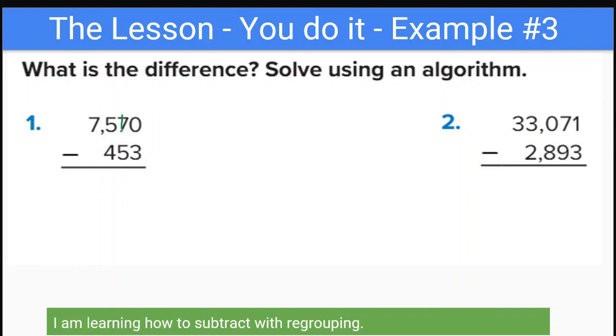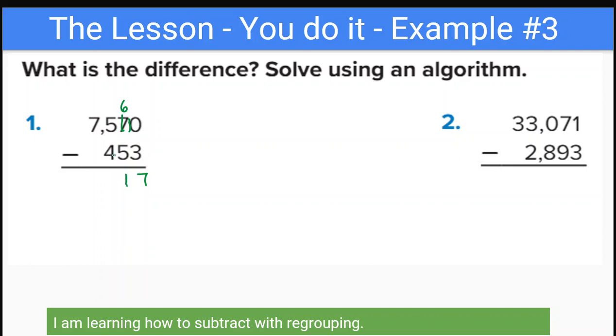So we need to borrow from this right here, and that's going to become a 6. I'm going to put that 1 right there. 10 take away 3 is 7. What's 6 take away 5? Can you do that? Yeah, that's 1.